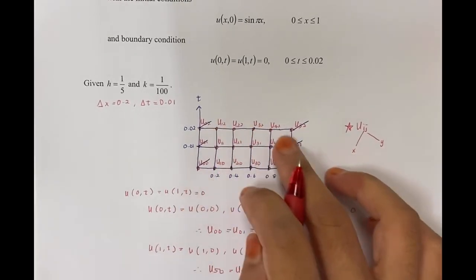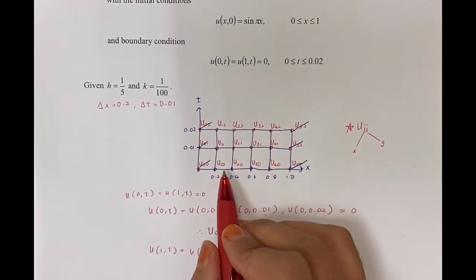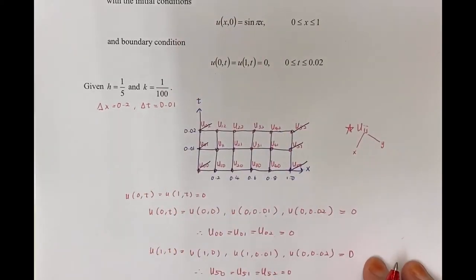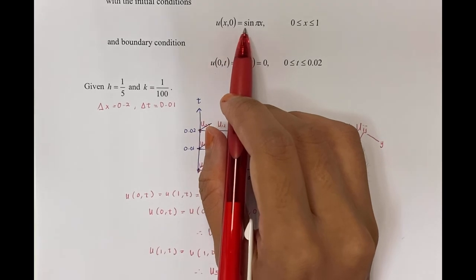Okay, another, you can find these 4 points from the initial conditions. So the initial condition, u(x,0) is equal to sine pi x.